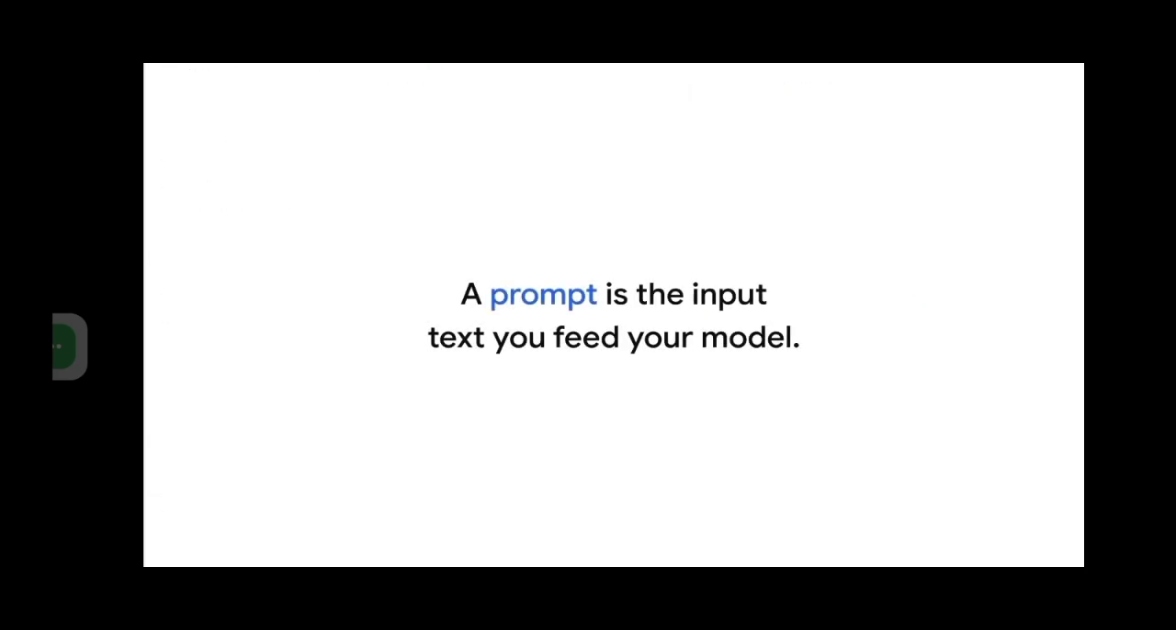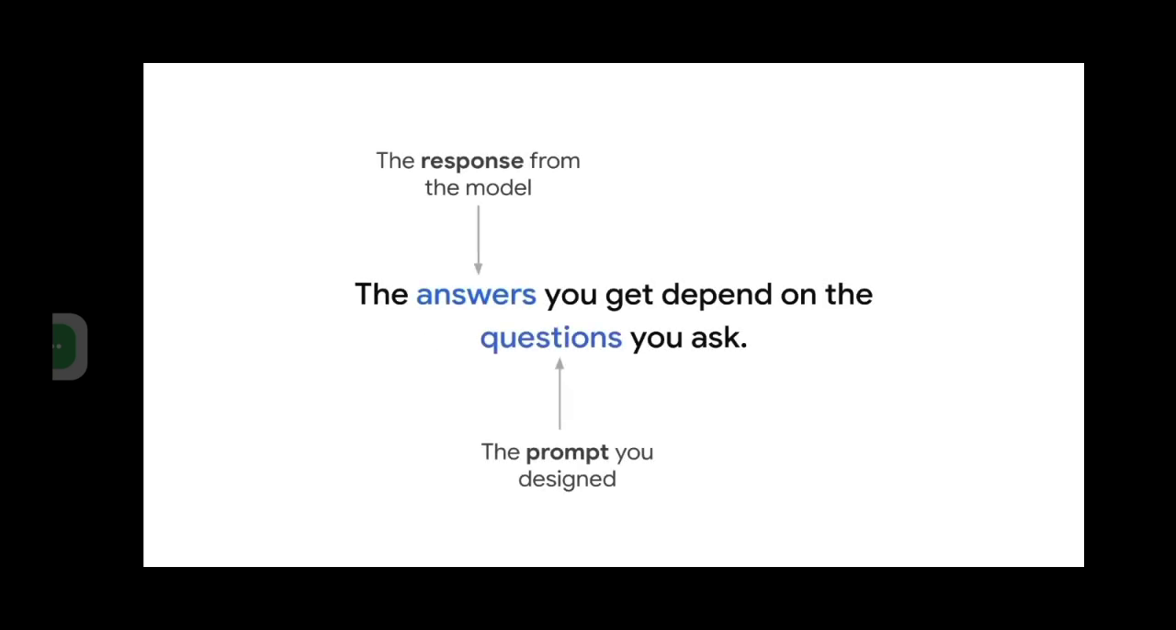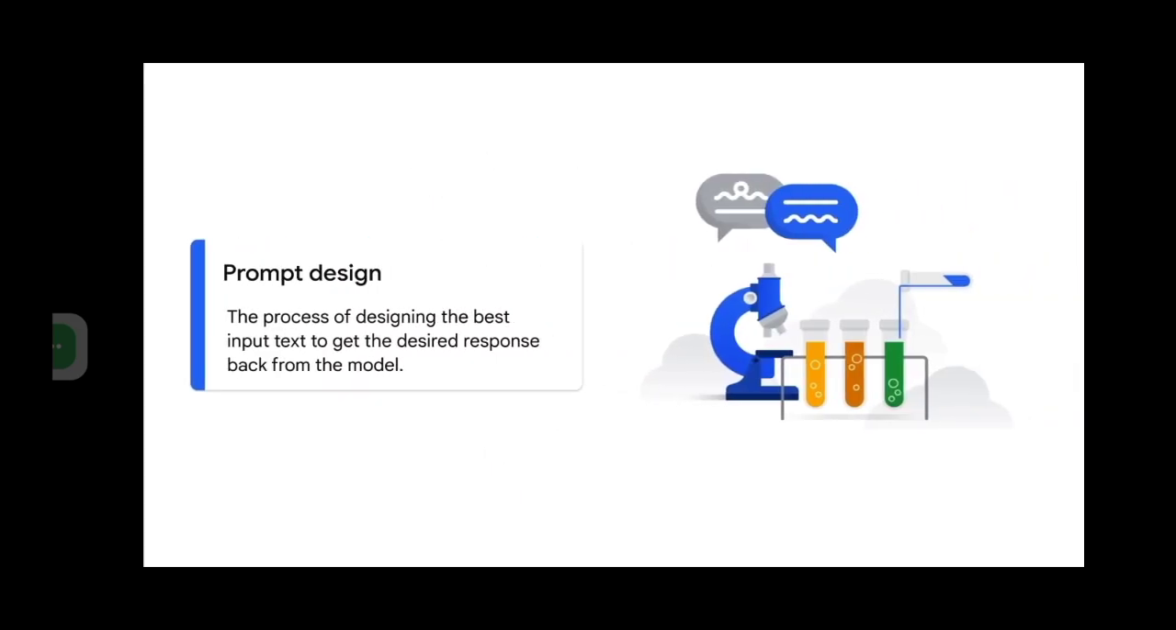In the world of generative AI, a prompt is just a fancy name for the input text that you feed to your model. You can feed your desired input text, like questions and instructions, to the model. The model will then provide a response based on how you structured your prompt. Therefore, the answers you get depend on the questions you ask. The process of figuring out and designing the best input text to get the desired response back from the model is called prompt design, which often involves a lot of experimentation.